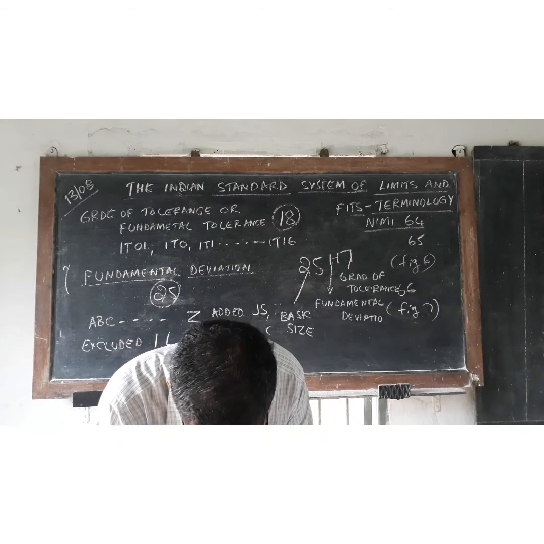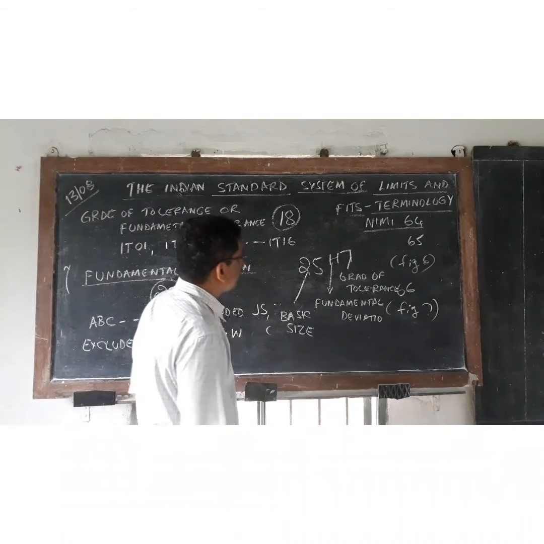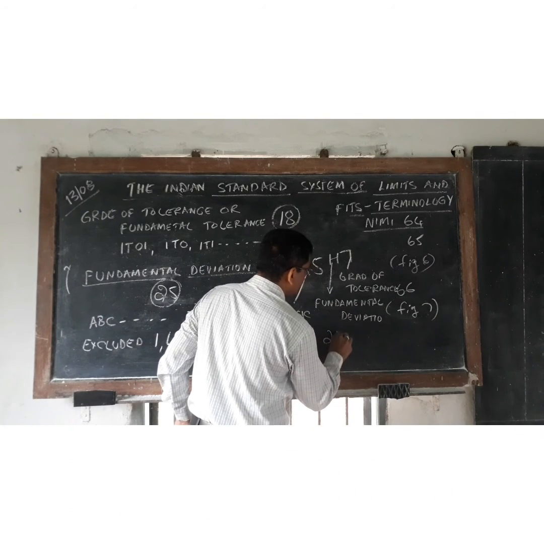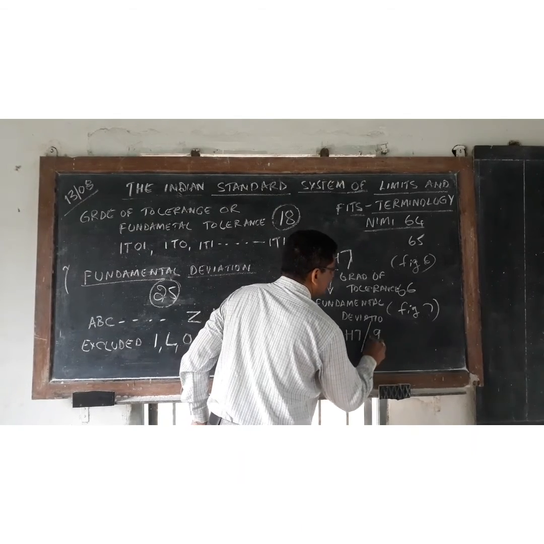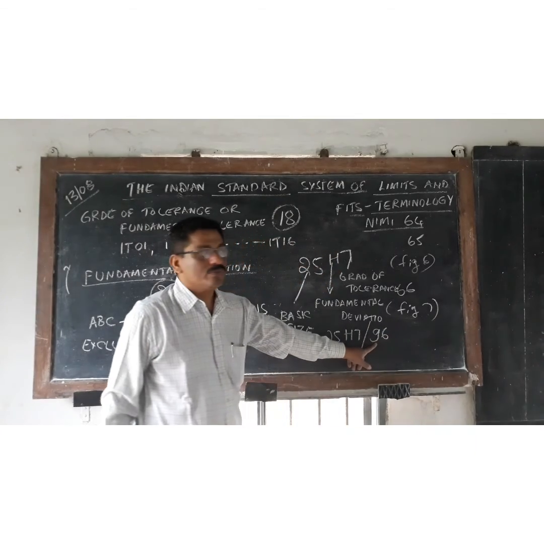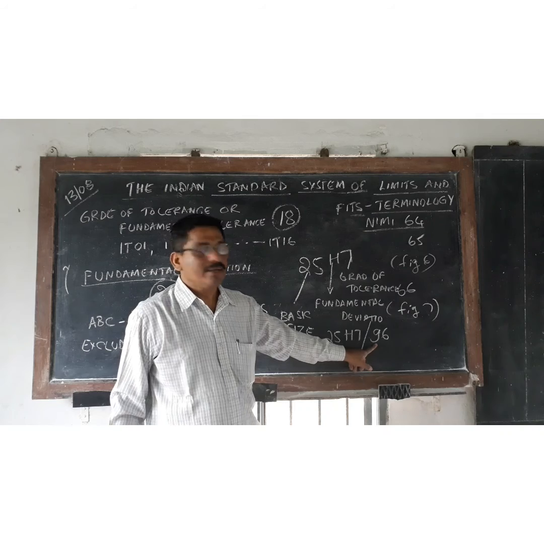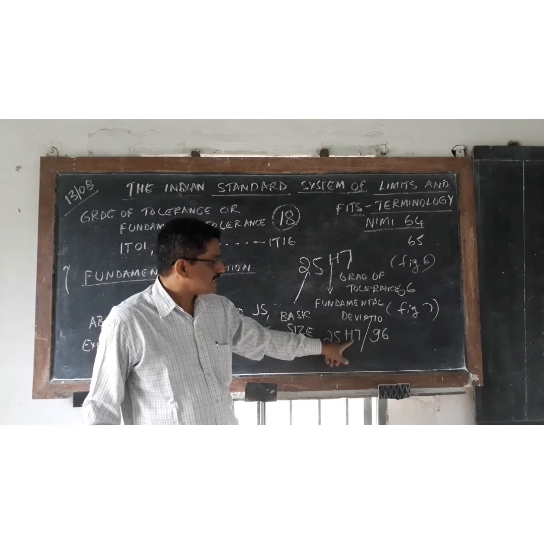Here suppose it is 25 H7 for the hole, and for the shaft G6 tolerance. Got it? For the hole you have to maintain this tolerance, 25 H7.